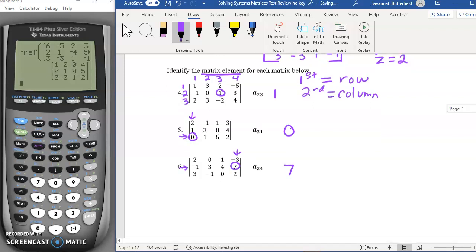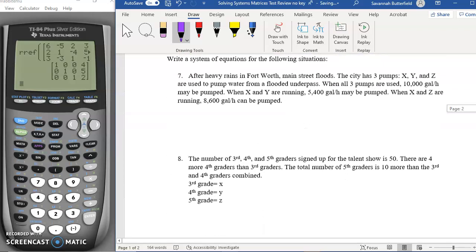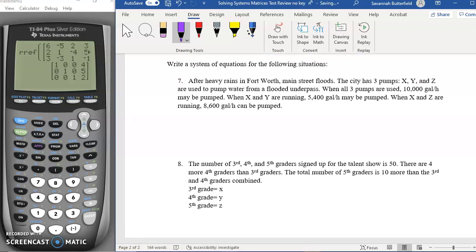So let's go ahead and flip over to the back. These are word problems similar to what we did on topic 3-6. So if you need to go back and look at something, please go back and look at that worksheet.